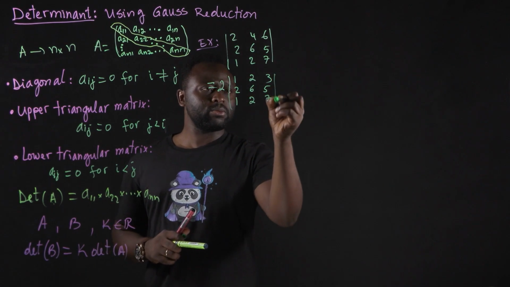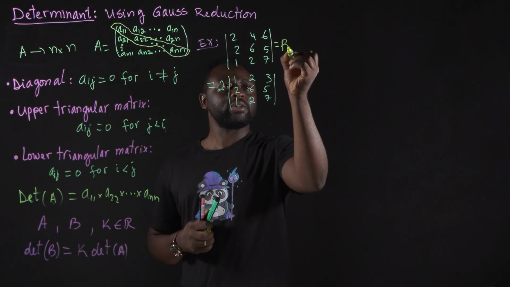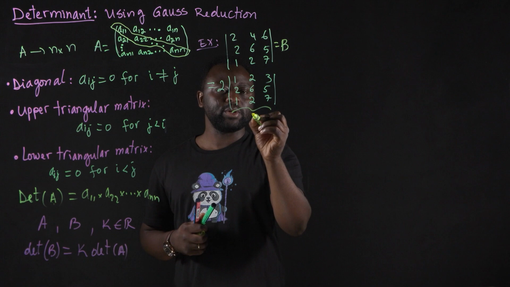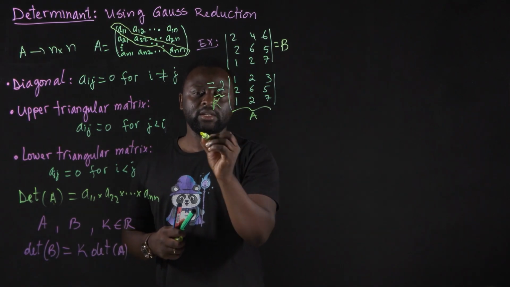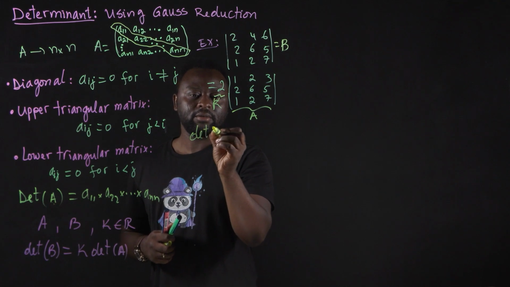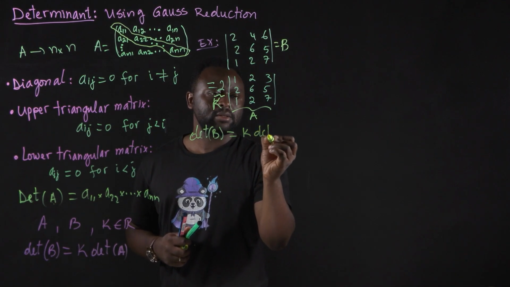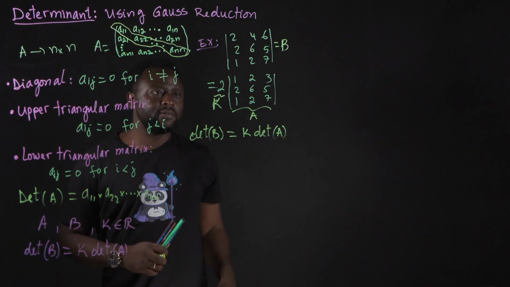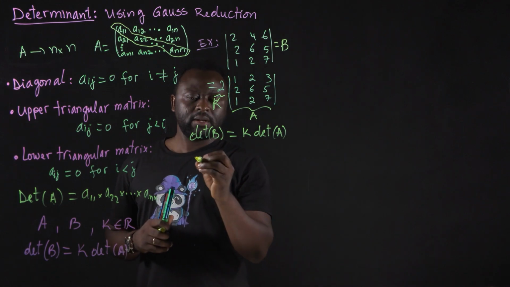So if I use this definition, as I say, this matrix represents the matrix B, this one represents the matrix A, and this is K. Okay, in this case, we say that the determinant of the matrix B is equal to K times the determinant of the matrix A. All right, then what is the determinant of the matrix A here?